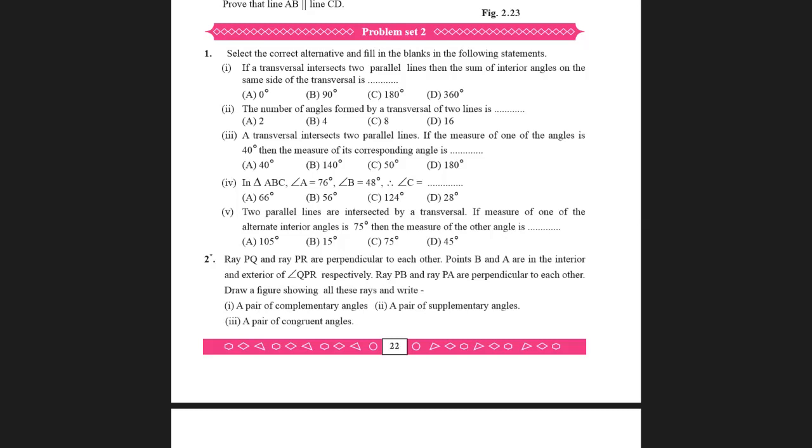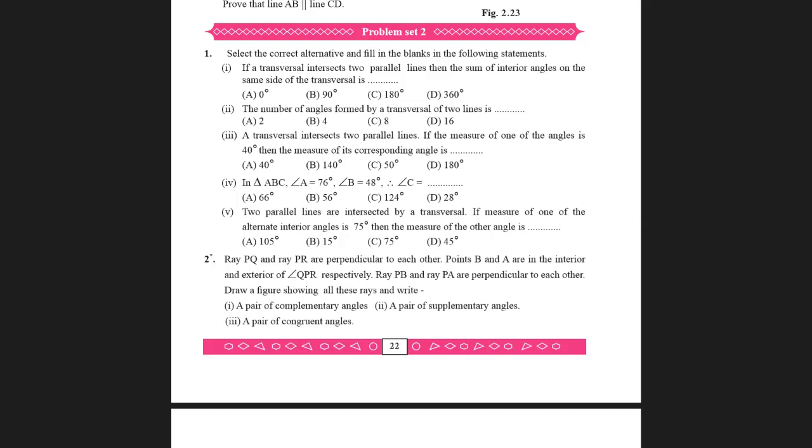In triangle ABC, angle A is 76 degrees, angle B is 48 degrees. Therefore, angle C is equal to, you have to add 76 plus 48 and subtract it from the sum of all angles of a triangle, which is 180. So 180 minus (76 plus 48), your answer comes to 56 degrees. So option B is your answer, 56 degrees.